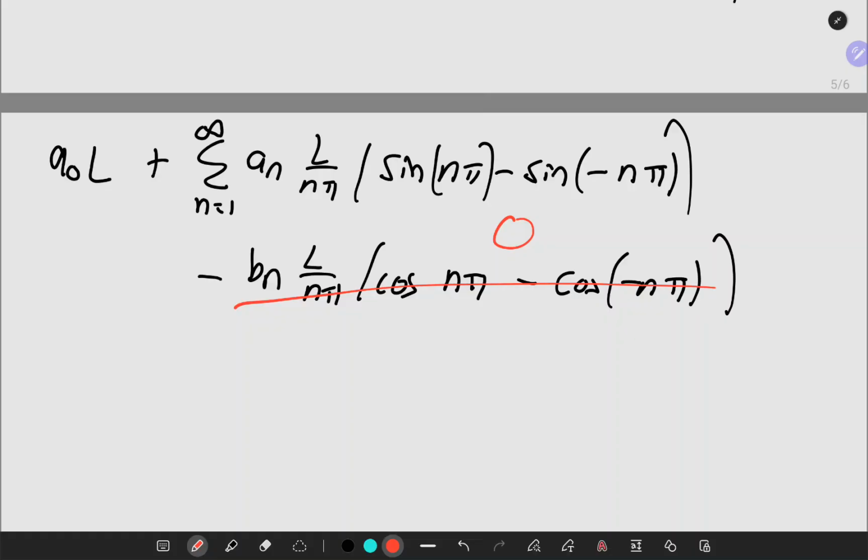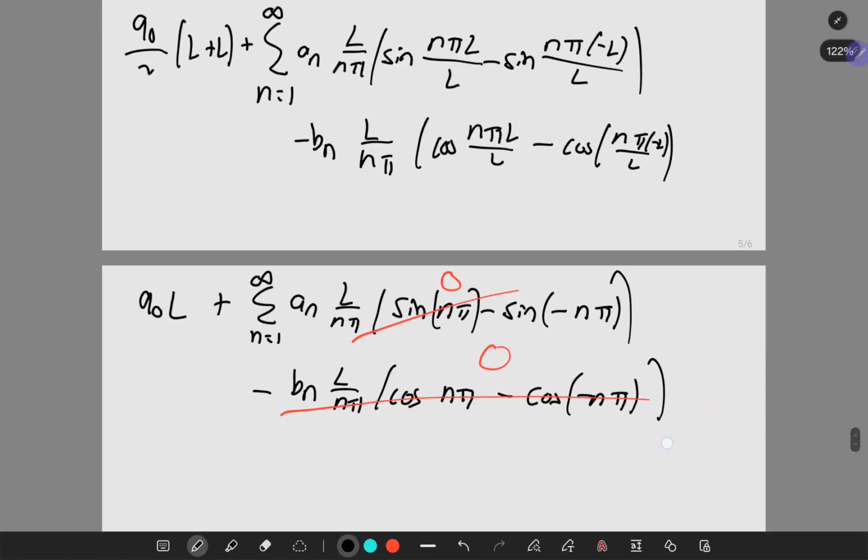Now let's plug in n equals 1 for the sine term up here. Sine of pi is 0, and sine of negative pi is also 0. So that's 0 times all of that. This one's 1 minus 1, and that's why it becomes 0.